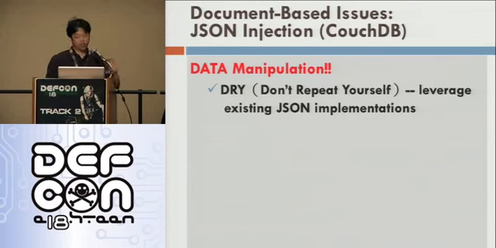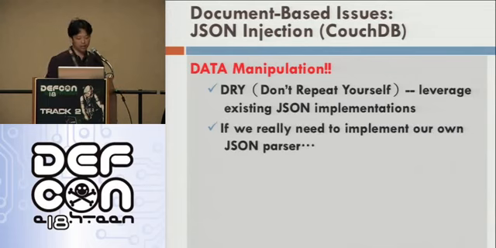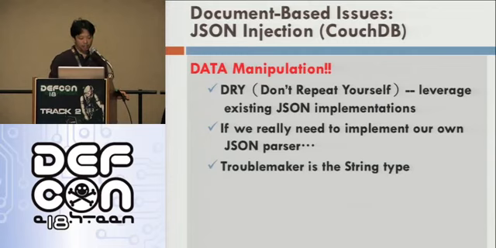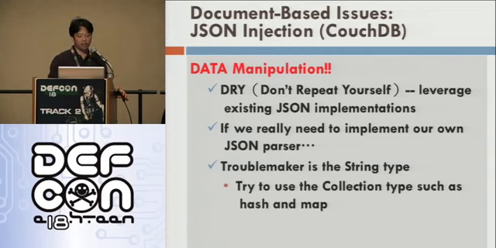A lot of times it's recommended that we do not implement our own JSON parser or handler, but sometimes you just have to. For example, when you're handling very, very large JSON replies and existing ones are just too slow. But the key here is: don't repeat yourself, leverage existing JSON implementations. Because if we really want to implement one, then there is risk. Because the troublemaker is a string type. And if we don't handle JSON well, there will be JSON injection.